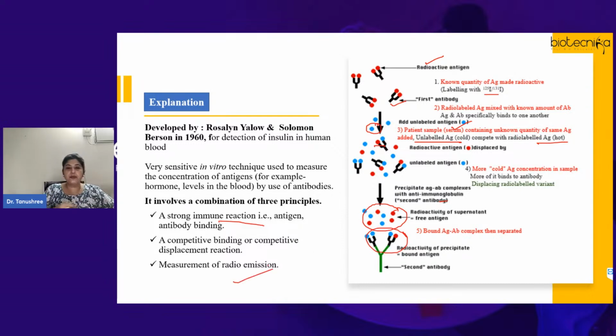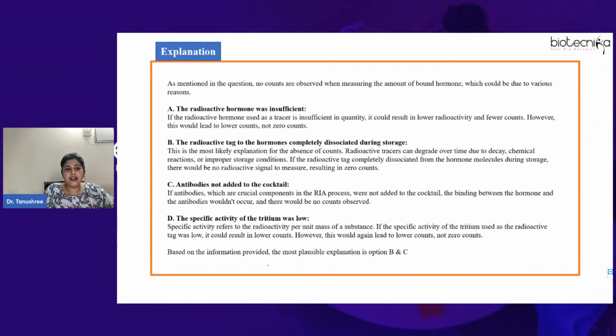So the third principle is that you measure the radio emission, the radioactivity, and for that you can use instruments like a scintillation counter. And if you plot the standards, you can determine the concentration of antigen also. So basically here the first statement is that radioactive hormone was insufficient. You need to understand that radioactive hormone is a standard hormone that we are taking, the standard antigen I told you, the antigen which you already have in the lab. Let's say the hormone that you want to detect, the same hormone you will be using in the laboratory as a standard, and you will be making it radioactive.